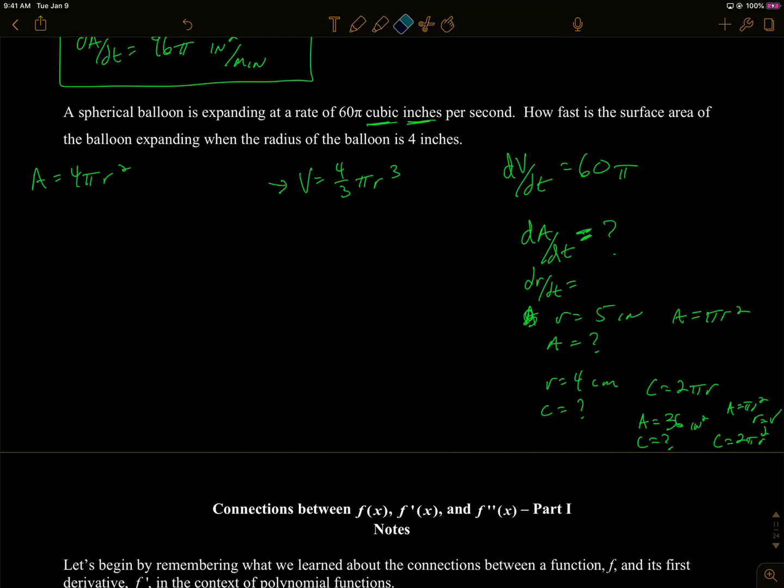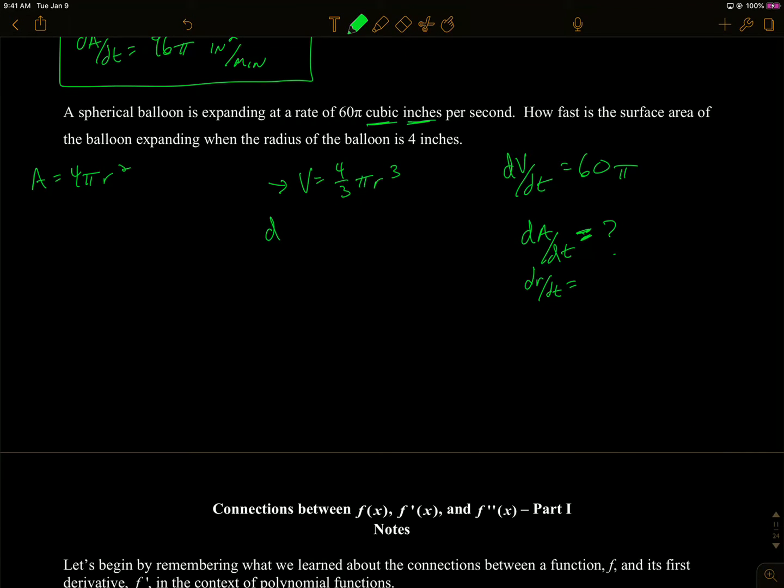So let me erase this stuff as well. We're going to need some room. We're going to take the derivative with respect to time. 4/3 pi is just the constant, so when the 3 comes down, I get 4 pi r squared dr dt. We need dr dt. We know dV dt is 60 pi, when the radius is 4. So now I can solve for dr dt.